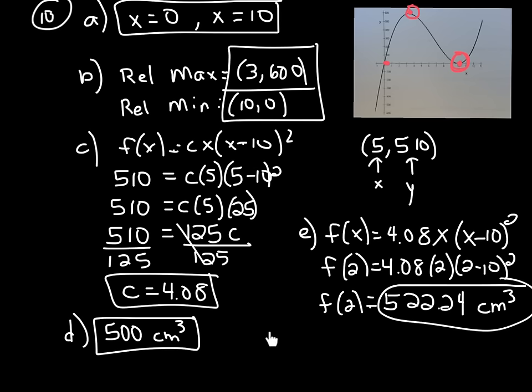Well, I would say these values right here are relatively close, considering we're rounding, especially considering we're rounding to the nearest 50 units on the y-axis. So I would say these are pretty close.